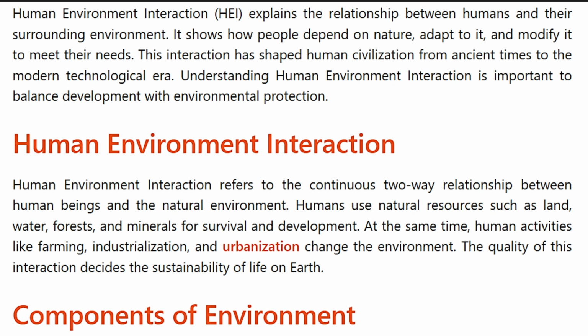Human environment interaction refers to the continuous two-way relationship between human beings and the natural environment. Humans use natural resources such as land, water, forest, and minerals for survival and development. At the same time, human activities like farming, industrialization, and urbanization change the environment. The quality of this interaction decides the sustainability of life on Earth.